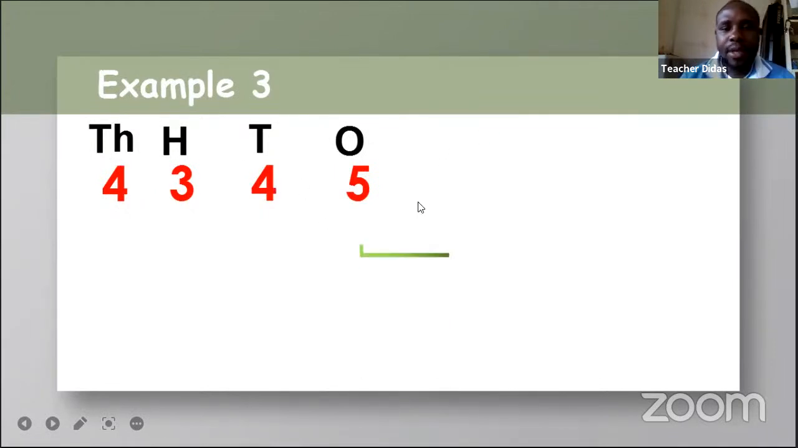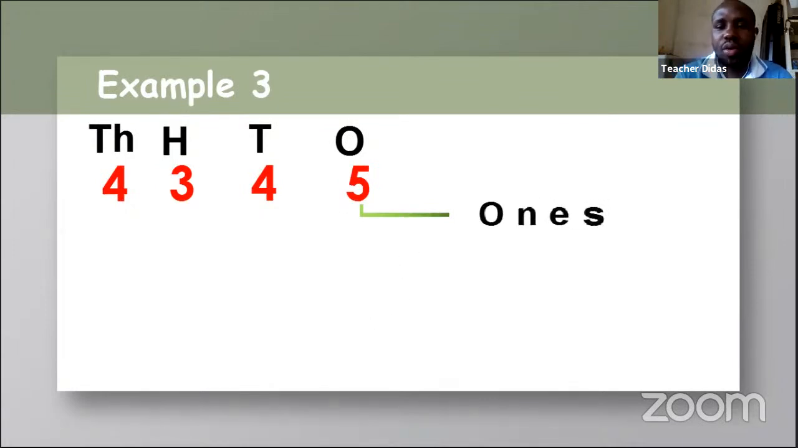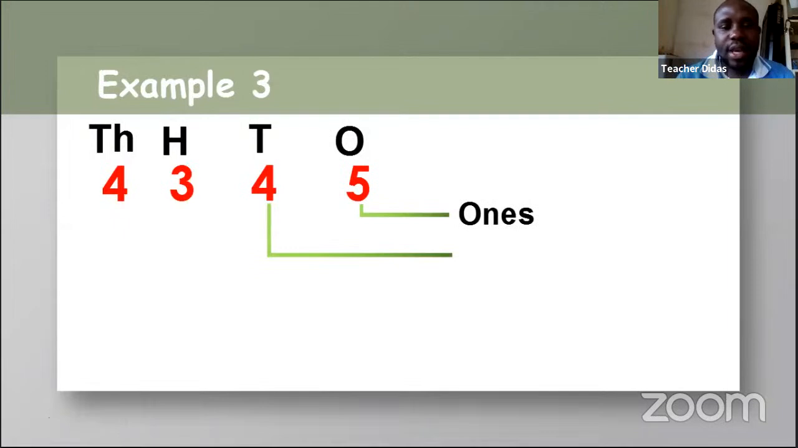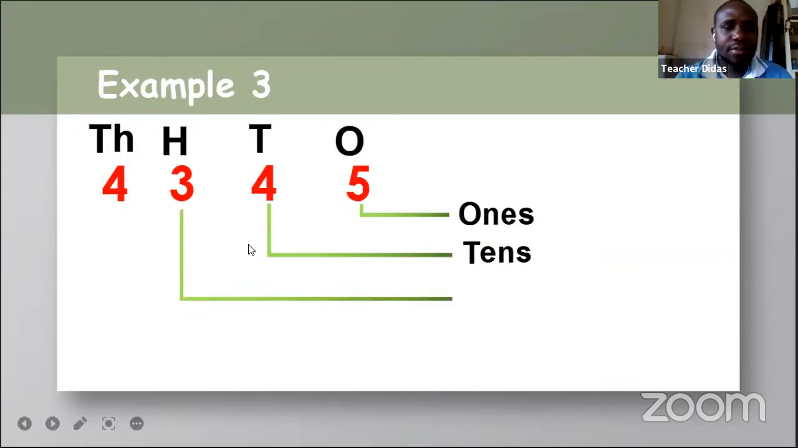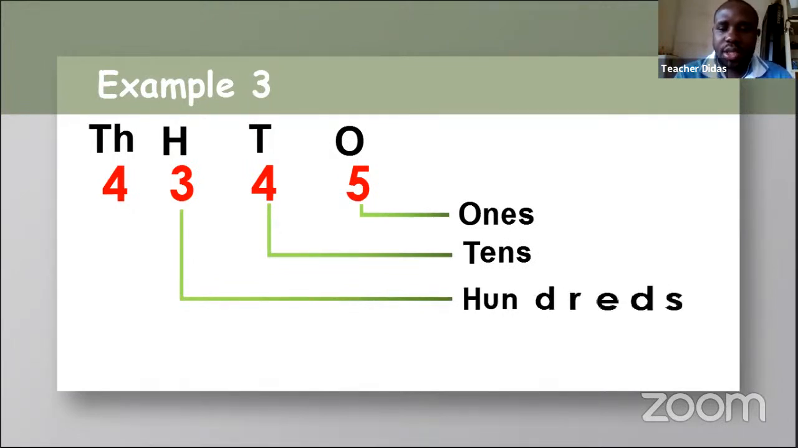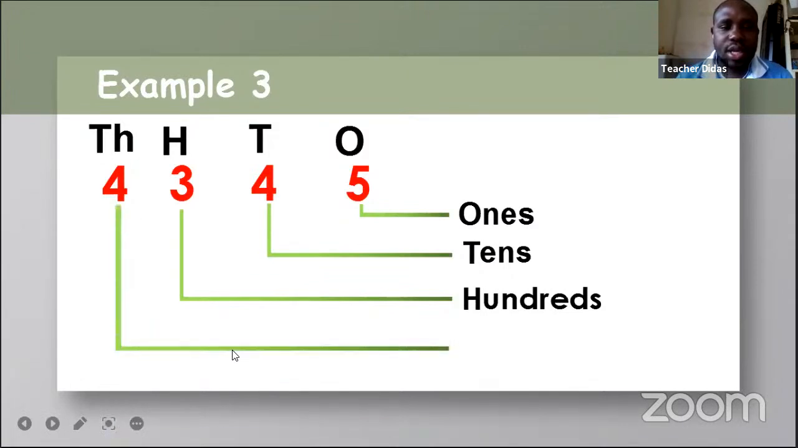Now, the one of 5, we have said ones, and we spell the word ones as O-N-E-S. Then the second one, T, tens, T-E-N-S. Another one is hundreds, H-U-N-D-R-E-D-S. Then lastly, we have this one here, which is thousands.